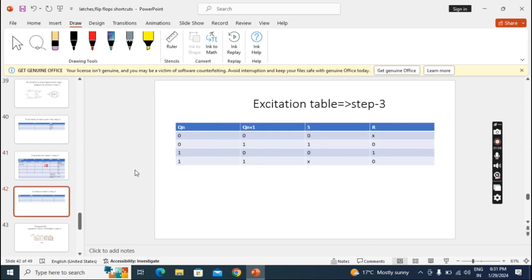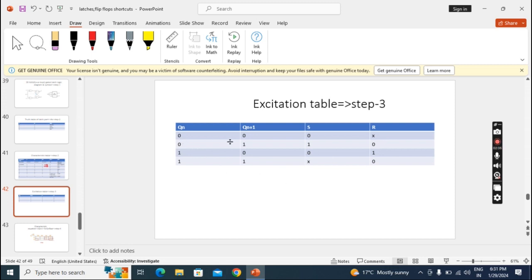Now we'll see the excitation table. This is step 10. So in the excitation table, we write n plus 1. This n is the present state, n plus 1 is the next state, at the input side, and we will predict what can be the SR input values when we get these n plus 1 values. Like that we do the excitation table. So if there are two inputs, then 0 0, 0 1, 1 0, 1 1 will come. Four combinations. Now how to write these SR values in the excitation table, we'll see.